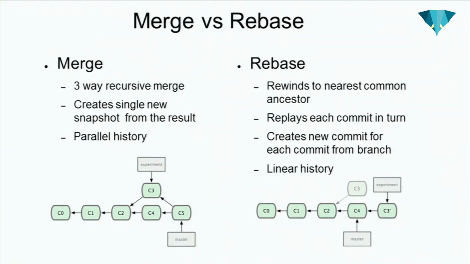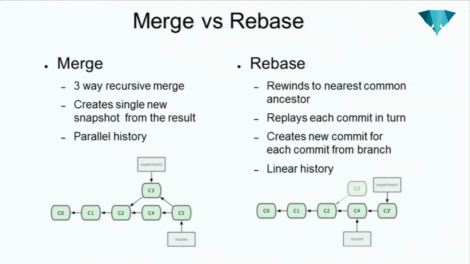And with a merge, what happens is the differences are calculated, and everything ends up in a single new commit, C5, and then the current branch, which is master in this case, just gets fast-forwarded, and we're done, which is great. So the important things to note are it creates a single new snapshot, and that once you're done, your history is parallel. You can still see that you had an experiment branch that you took your changes from to get C5. Now, your alternative in Git, and quite possibly other version control systems, is to rebase.